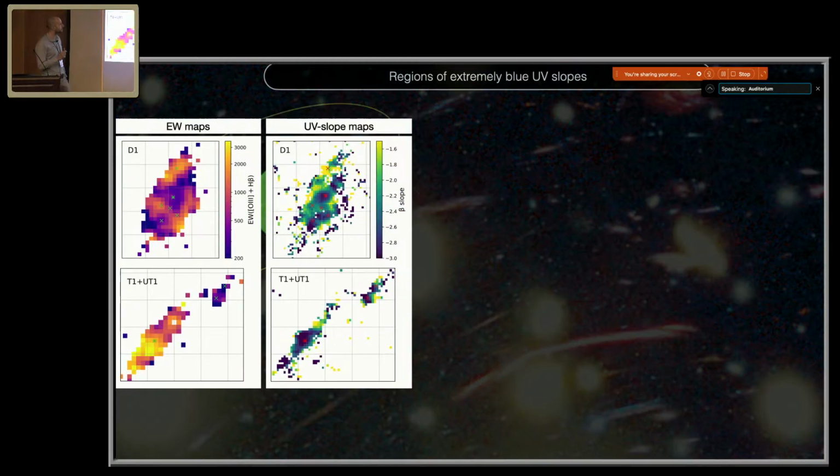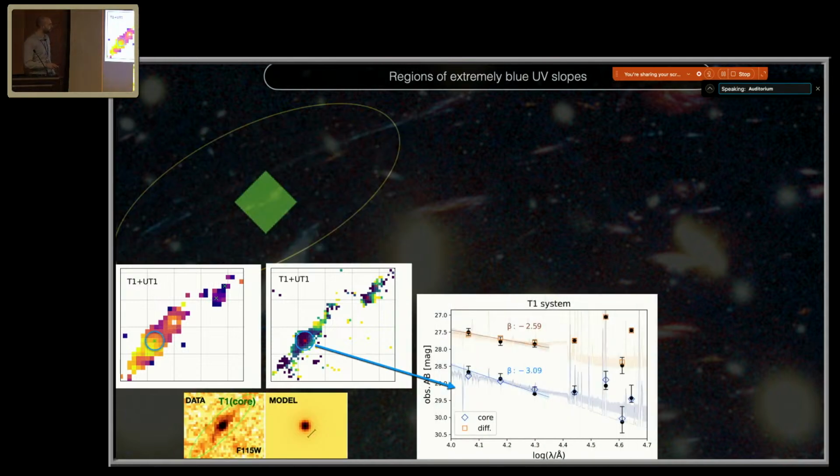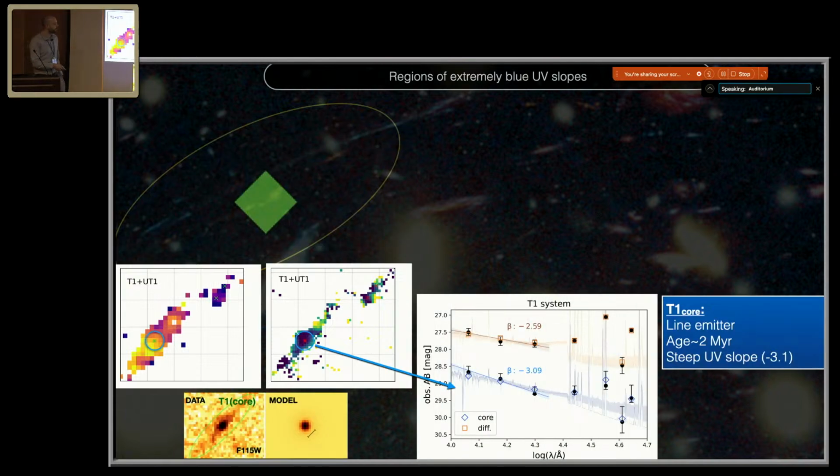But that's not the end of the story. So here, in addition to the equivalent width maps, I'm adding UV slope maps. And the bluer the map, the bluer the slope. For example, if we take this source here, the cluster down here, this is the broadband SED. It's a line emitter, so we derive 2 million years of age. And it has a very steep UV slope down to minus 3.1, which is so steep that we cannot reproduce it with our model.